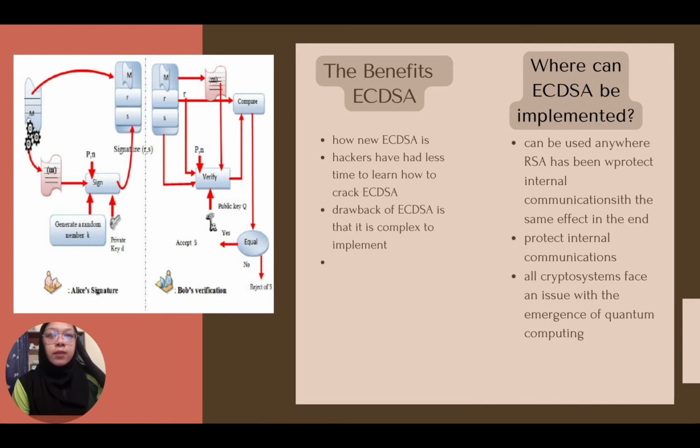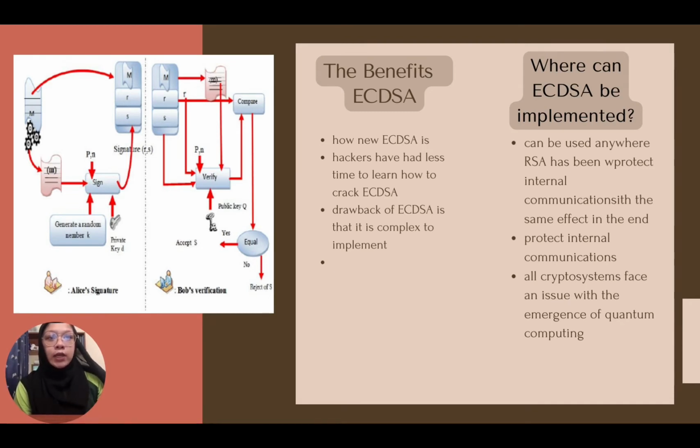So, we move to the benefits of ECDSA. A benefit to using ECDSA over other public key cryptography is how new ECDSA is. ECDSA was standardized in 2005, compared to the most common public key cryptography algorithm used, RSA, which was standardized in 1995. Since ECDSA has been around for a shorter period of time, hackers had less time to learn how to crack ECDSA. This, along with ECDSA's complexity, makes switching to ECDSA look like a more desirable option each year.